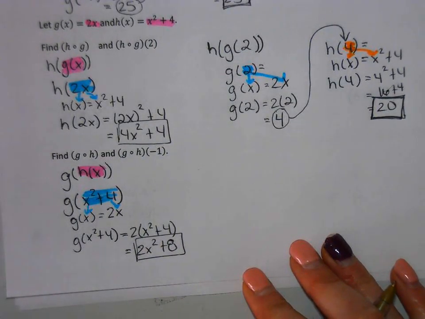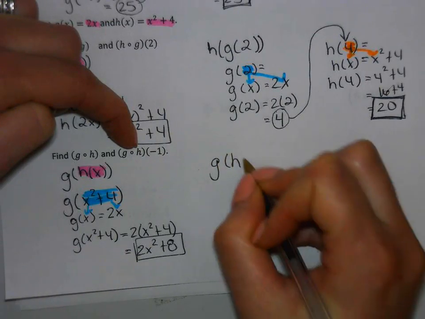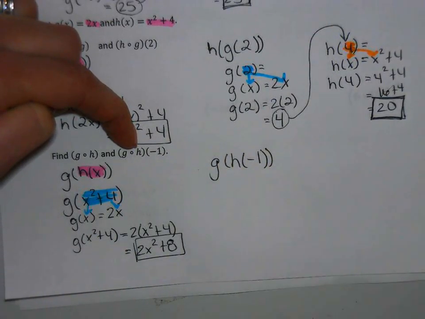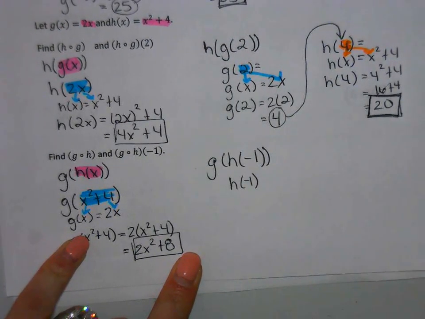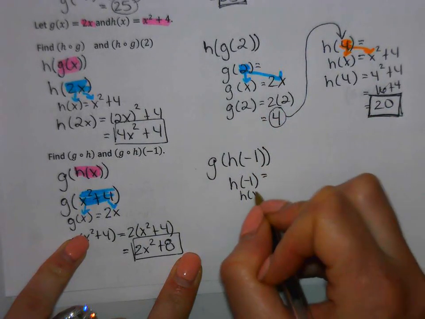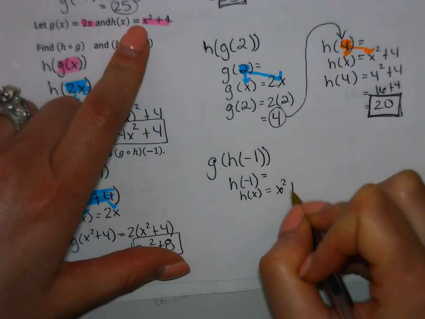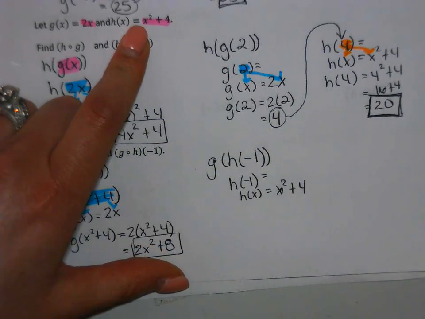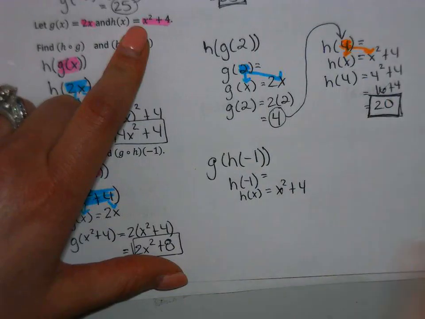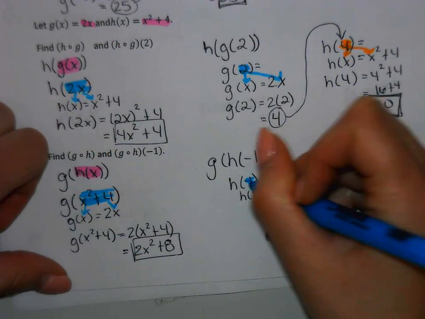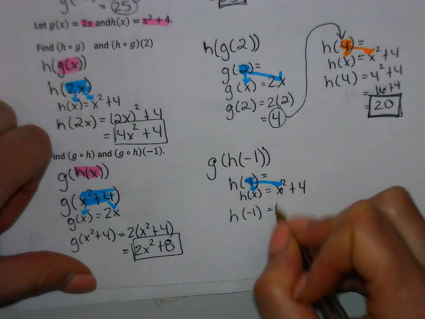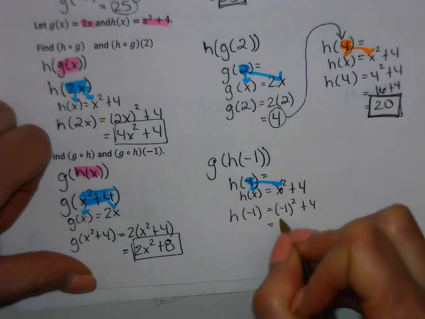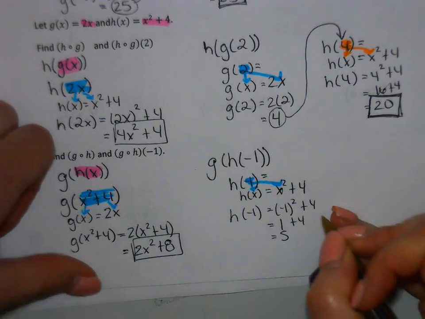And lastly, we want to find the composite of function g with function h of negative 1. So we want to start with finding the function of h when x is negative 1. H of x equals x squared plus 4. So here we take negative 1 and we're substituting it in for our x. So h of negative 1 equals negative 1 squared plus 4. And 1 plus 4 is 5.